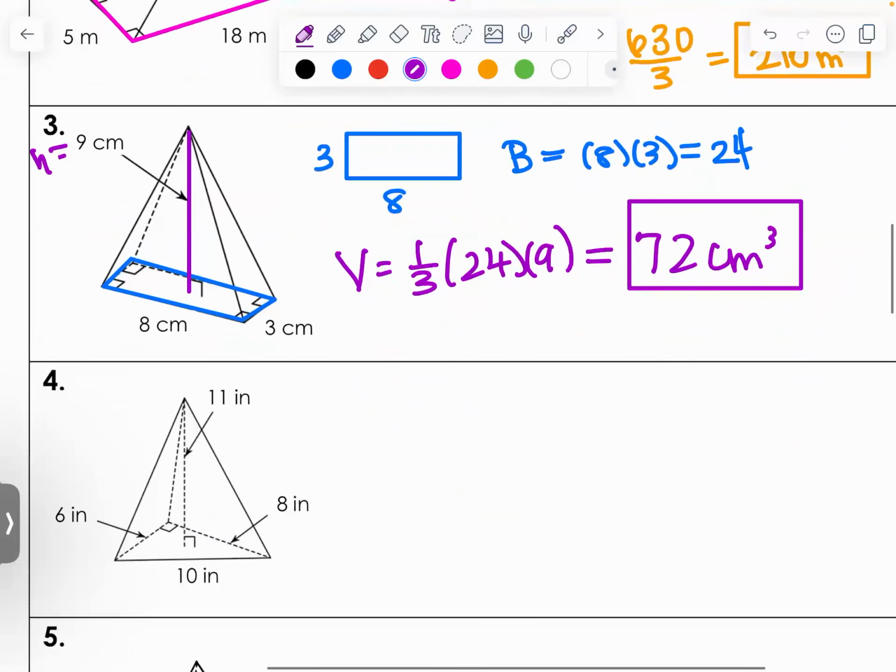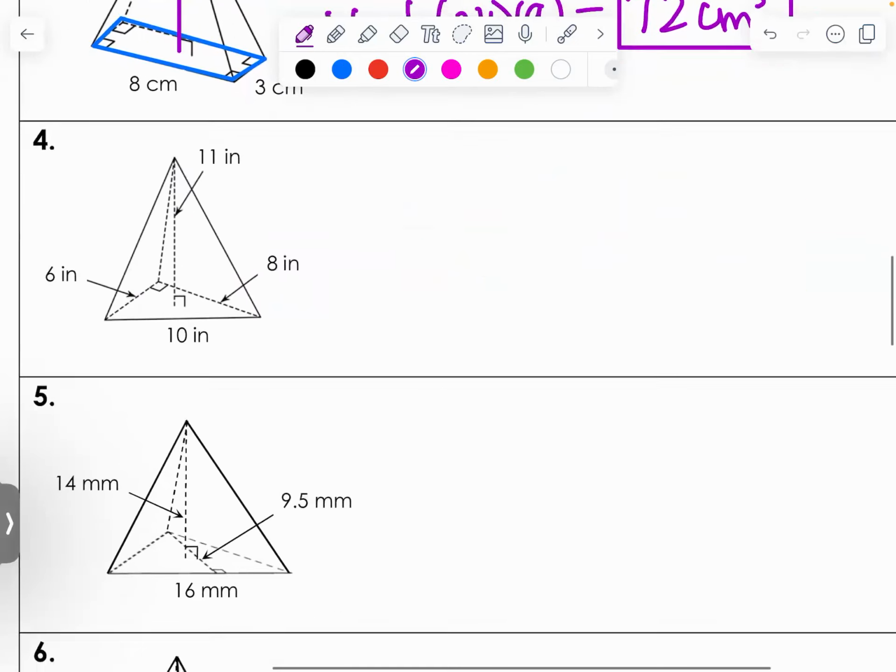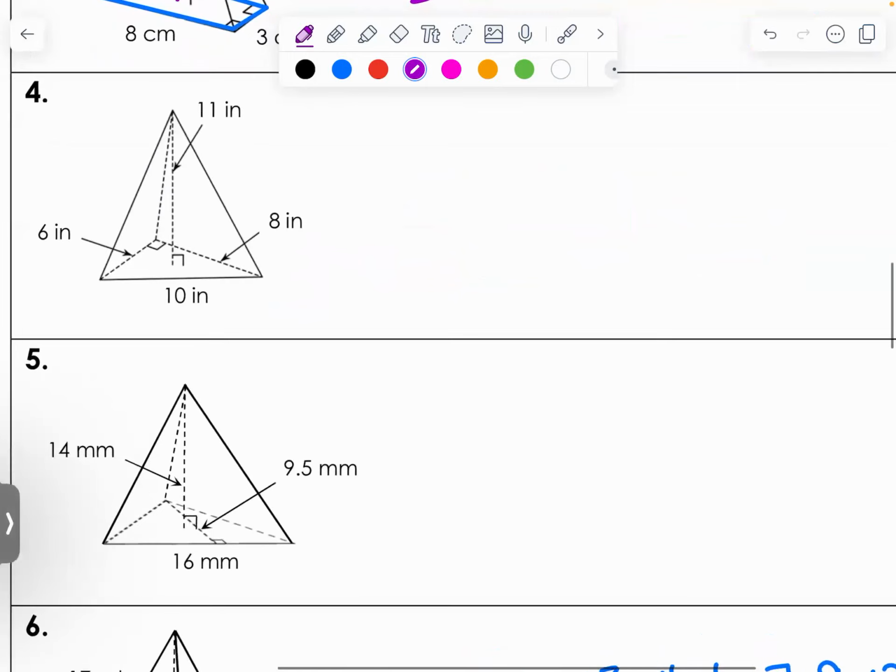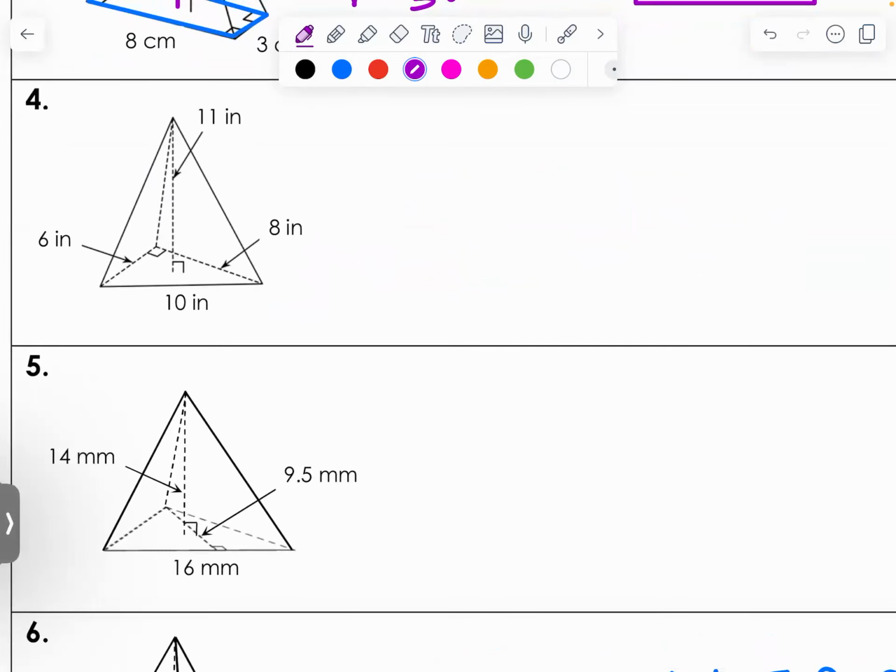Okay, this is what we're gonna do. We're gonna do 2 examples that are triangles instead of rectangles. And then I will give you the homework you need to do, okay? So let's look at number 4. Do you see how now our base is a triangle instead of a rectangle?